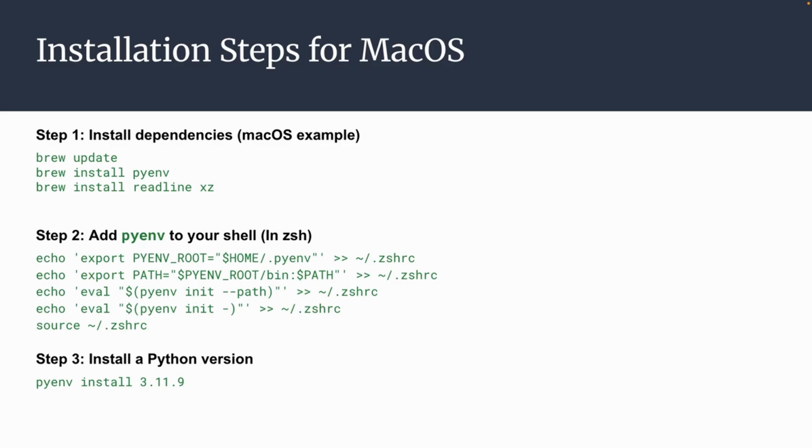Now installing a particular Python version is quite simple. In Pyenv, you can simply run the command pyenv install followed by the Python version. So here it is 3.11.9. Let's see it in the demo. So this is the command that you need to run in order to install a specific Python version. I am not running that because it will take some time, and this version is already installed in my system.